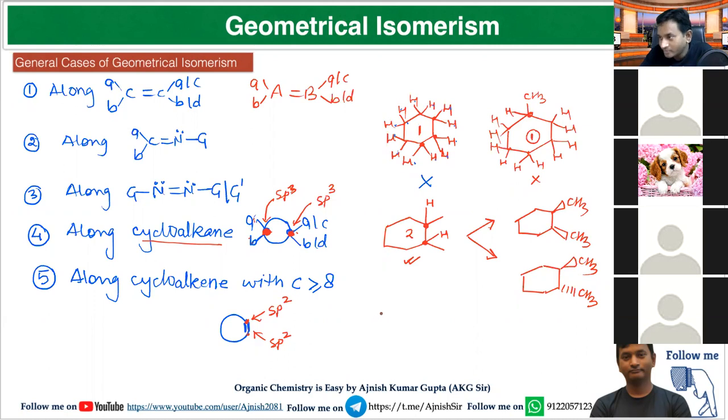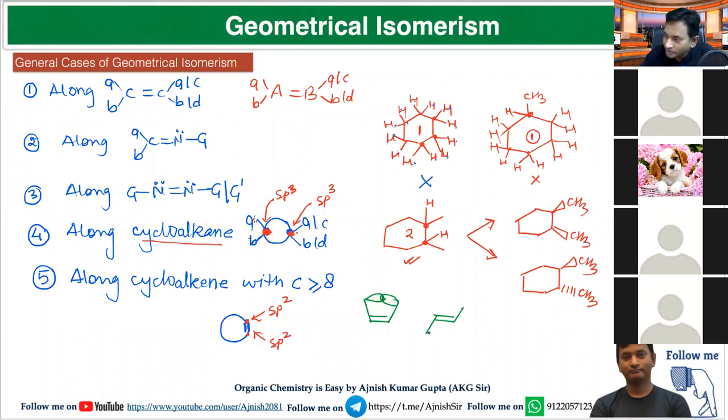What is the reason behind this? The reason is this. If I make a double bond, and make the alkyl groups on the same side, there is easy possibility of overlapping, and a bond forms. But when I try to make overlapping over this carbon and this carbon, the minimum carbon requirement is 8.